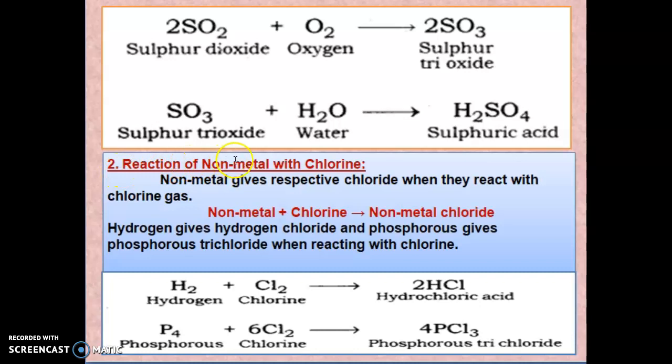Next, the second one, the reaction of non-metals with chlorine. Non-metals give respective chlorides when they react with chlorine gas. So non-metal plus chlorine gives non-metal chloride. Hydrogen gives hydrogen chloride and phosphorus gives phosphorus trichloride when reacting with chlorine. So H2 plus Cl2 gives 2HCl, that is hydrochloric acid, and P4 plus 6Cl2 gives 4PCl3, that is phosphorus trichloride. So when any non-metal reacts with chlorine, you get the respective non-metal chloride.